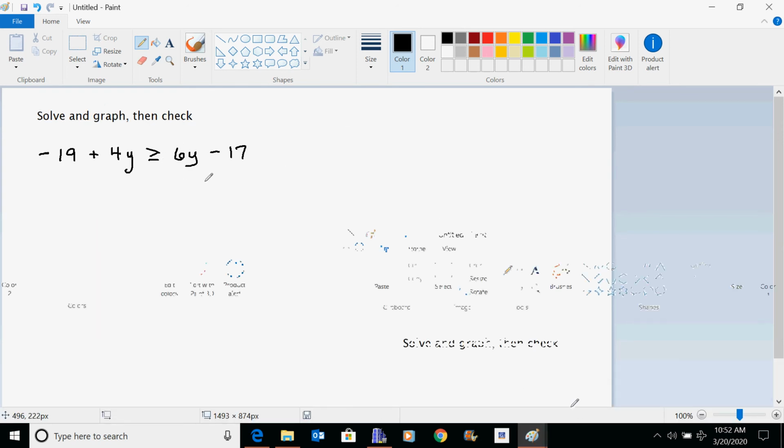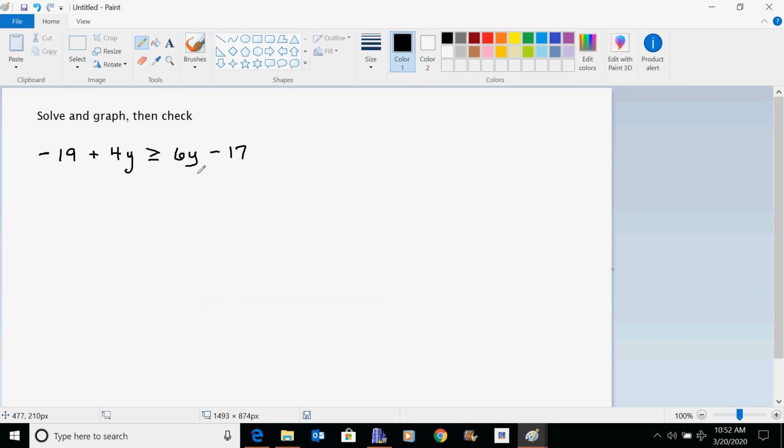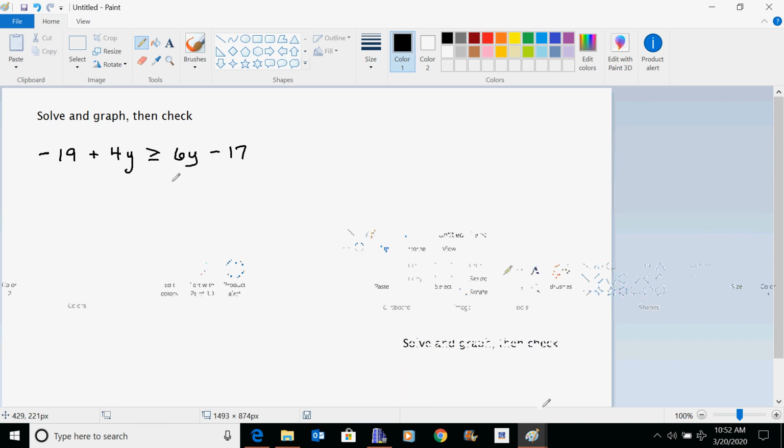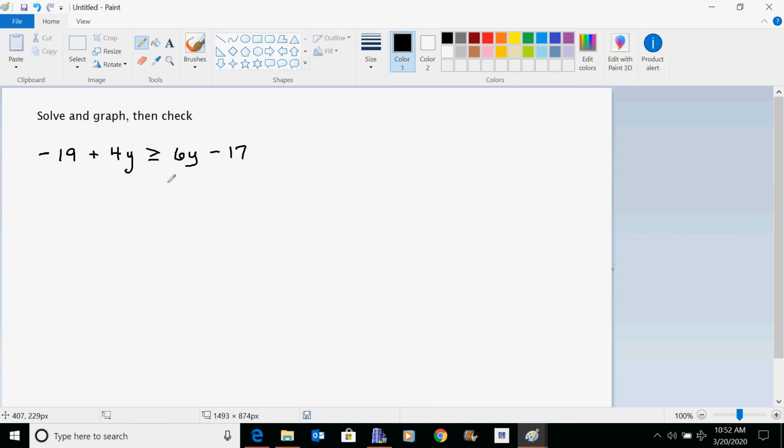Let's look at another one. What I'd like you to do is hit the pause button and try this one on your own before clicking resume to see it solved. All right, here comes the solution.